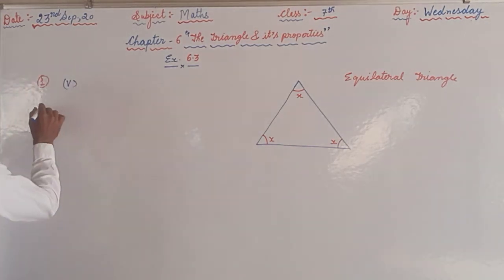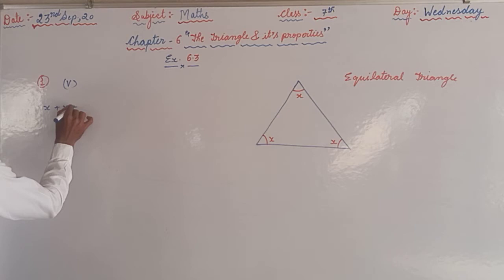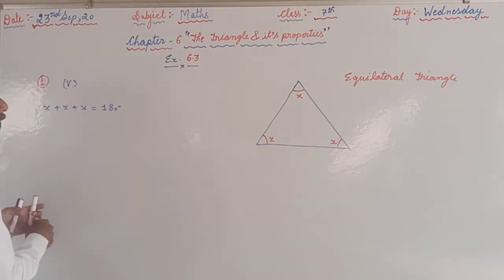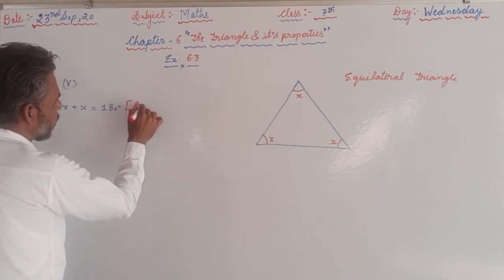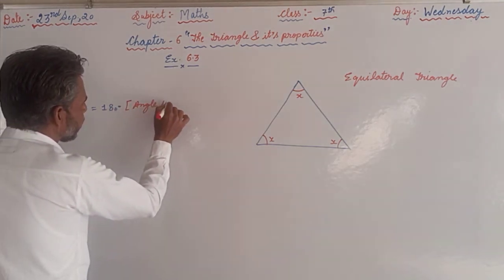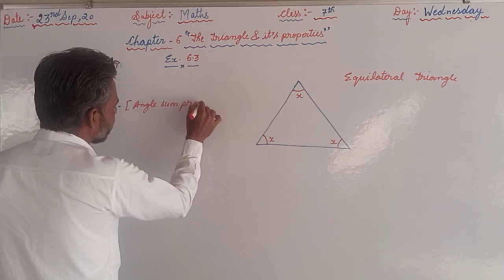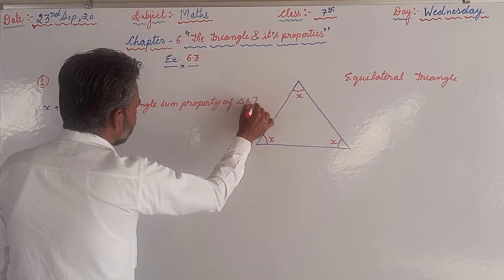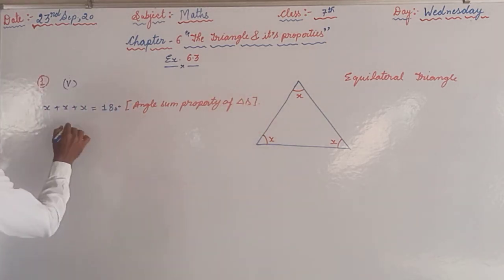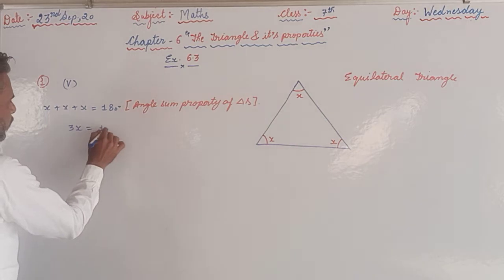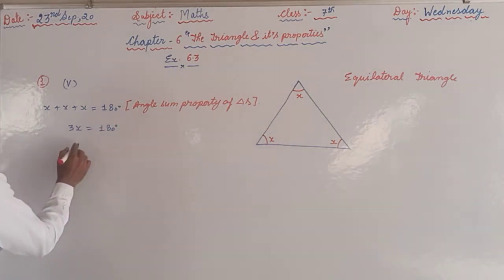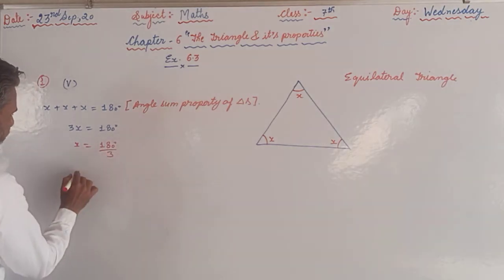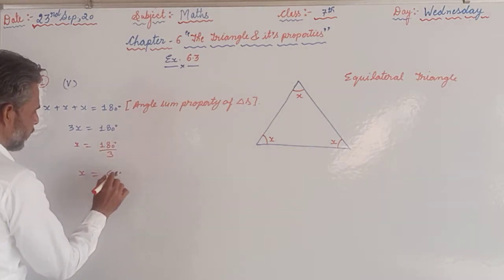So here again we will write the same thing, x plus x plus x is equal to 180 degrees, because all the angles are equal. Why 180 degrees? Angle sum property of triangles. Then x plus x plus x, 3x is equal to 180 degrees, and x will be equal to 180 degrees upon 3, and x will be equal to 60 degrees.